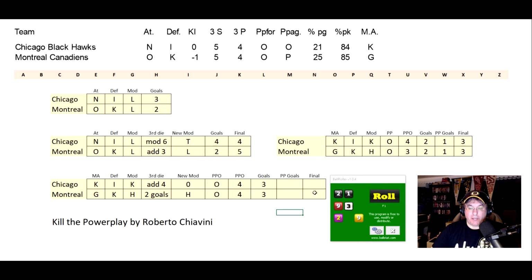Now we go to the power play goals. Each team has 4 attempts. Again, 10-sided dice, the 10s and the 1s. And we're going to go power play, penalty kill, power play, penalty kill, okay, because it's even. We don't have to worry about any home ice advantage here.